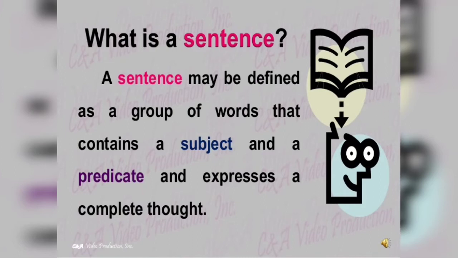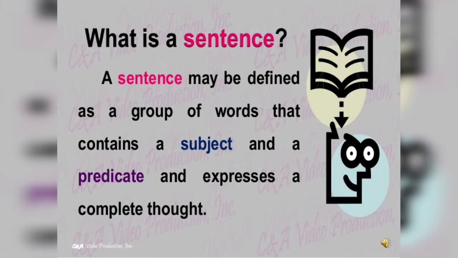Before understanding the kinds of sentences, let us understand what is a sentence. A sentence may be defined as a group of words that contains a subject and a predicate, and it expresses a complete thought. So in our previous video we have seen exactly what a subject and a predicate means and how a subject and predicate forms a complete sense, and because of which we come to know the exact thought of a complete sentence.